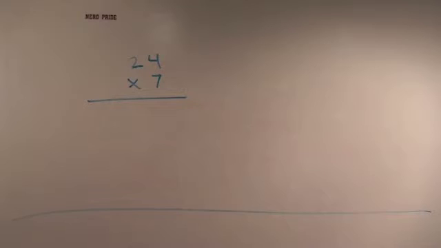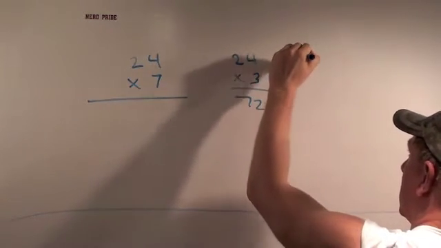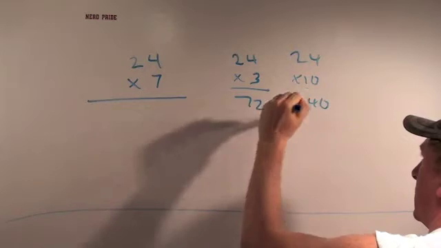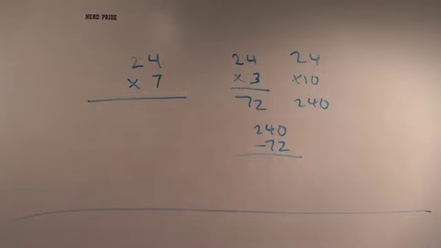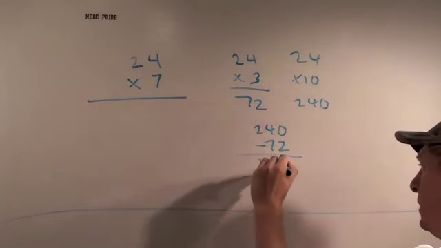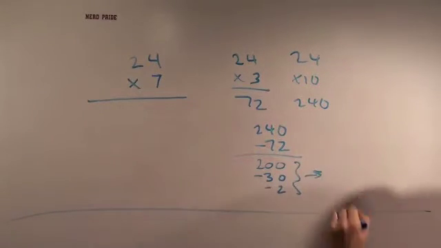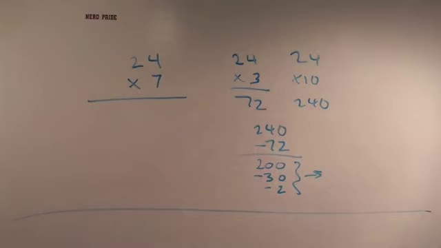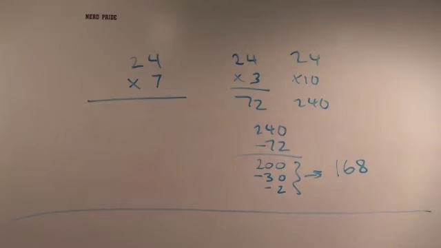Well, first I'd figure out 24 times 3, which is 72. And then 24 times 10, which is 240, and I'd do 240 minus 72. Well, we've got the 200, and 40 minus 70 is negative 30. So 200 minus 30 minus 2. And what's this all add up to? 168.